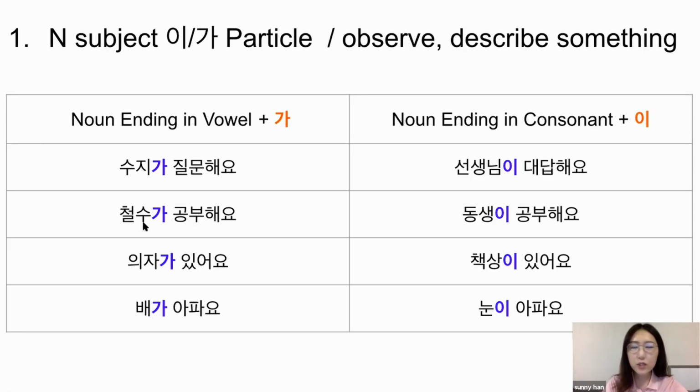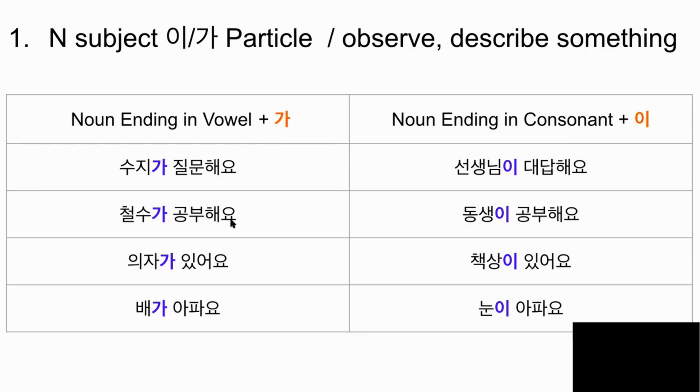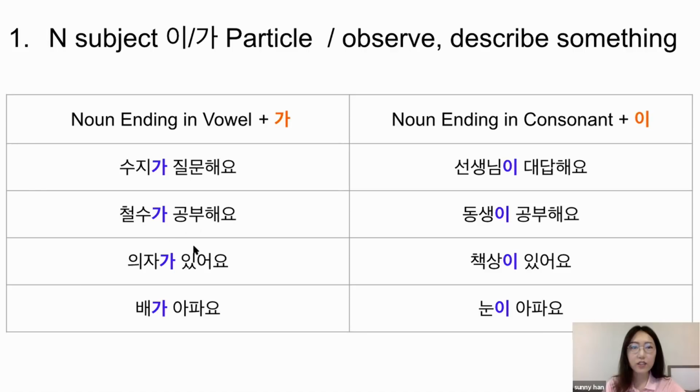So, 철수 is a person's name, and 공부 is study. 철수 is studying. So 철수가 공부해요. 철수가 공부해요. Good.